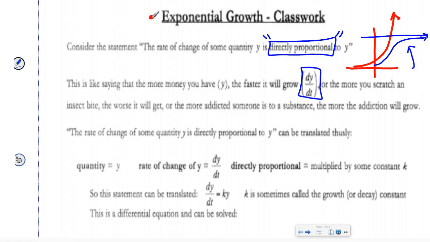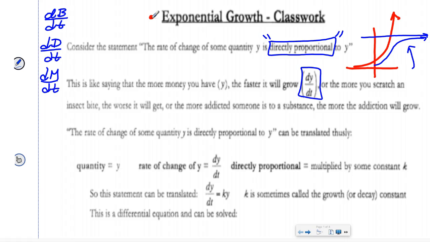Now, if it wasn't dy/dt, it can be anything changing over time. It could be bacteria growing over time. It could be a disease that's spreading over time. It could be your money growing over time when you invest it. Those are all rates of change.